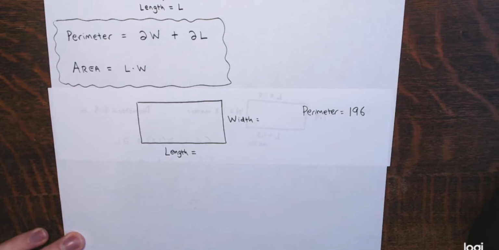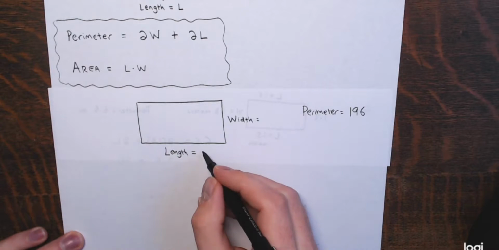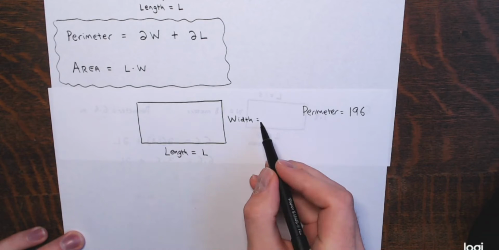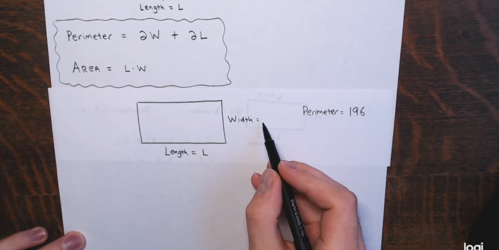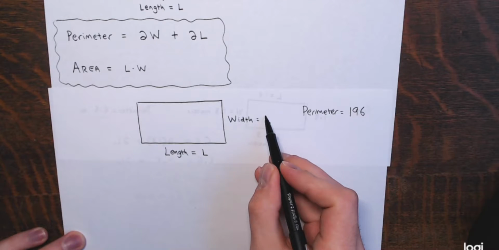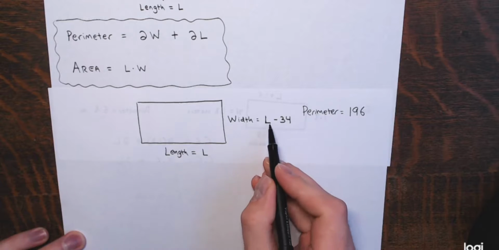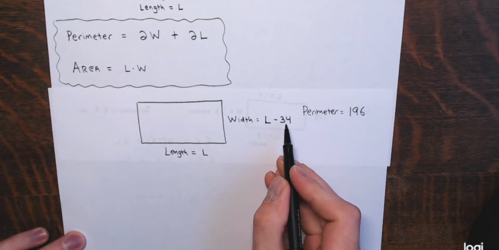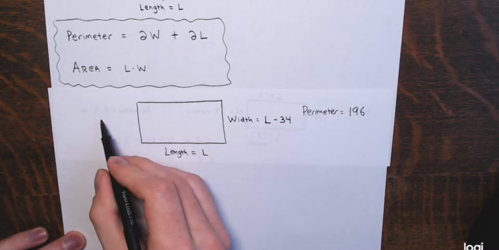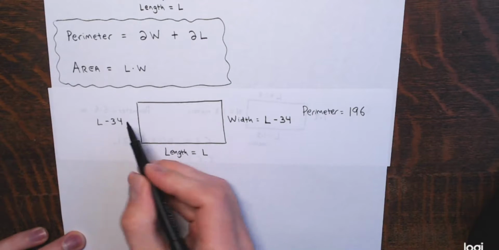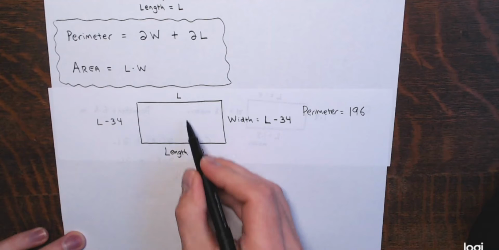The statement after that is the width is 34 meters less than the length. So I'm going to call the length L, and instead of calling the width W, they say the width equals 34 meters less than the length. So it's whatever the length is, minus 34. I hope that makes sense. That's 34 meters less than the length. And so the other side would also be L minus 34, and the other side here would also be L, if I call the length L.